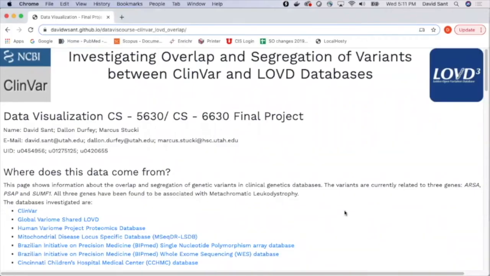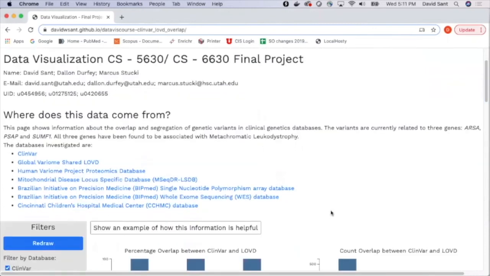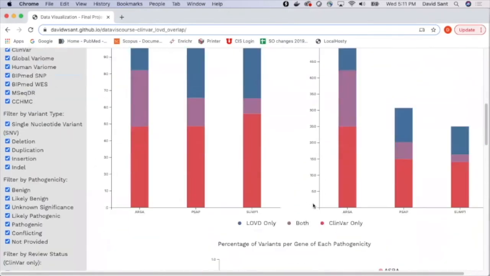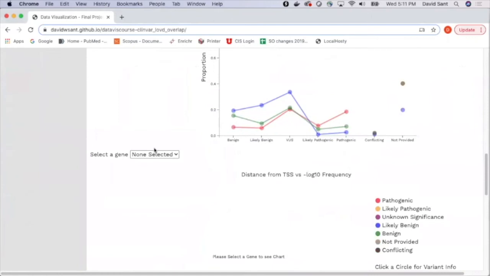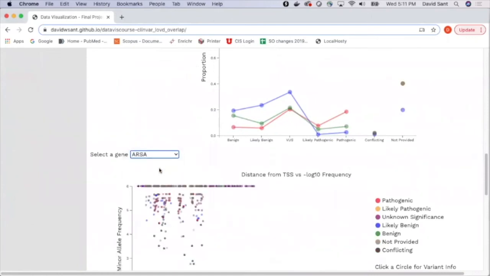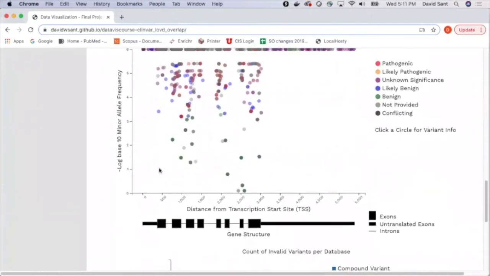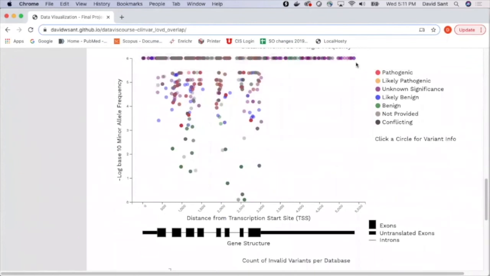Aside from showing that LOVD contains variants that are not in ClinVar, probably the most important thing from all of this would be the ability to see where variants are located within a gene. So select a gene, I'll choose ARSA, and you can see that there are variants throughout the entirety of this whole gene.